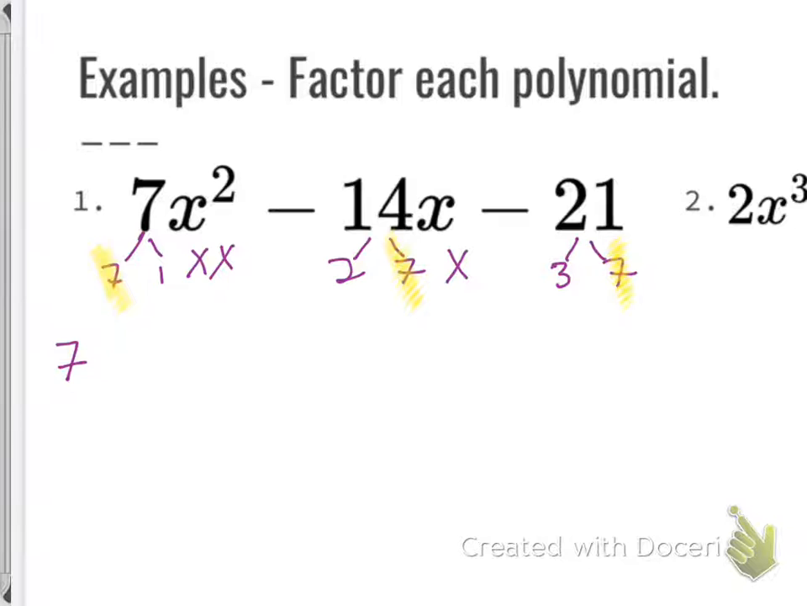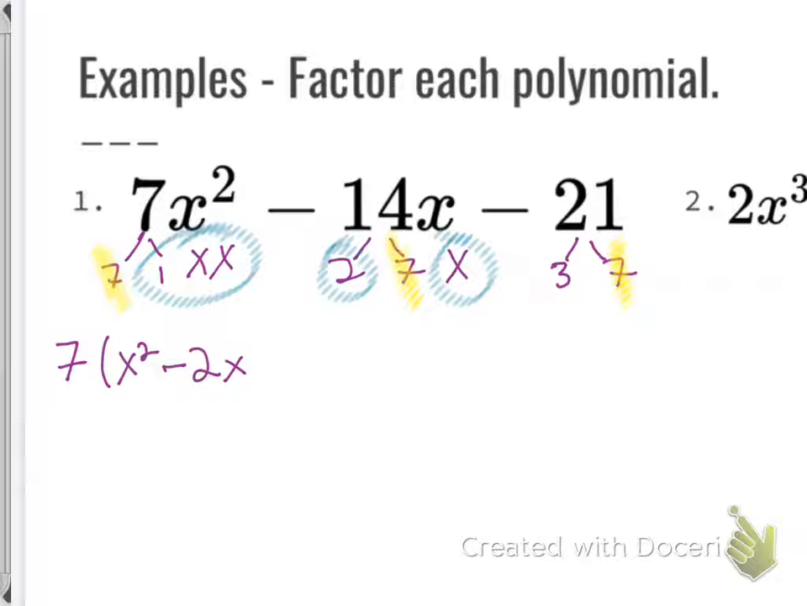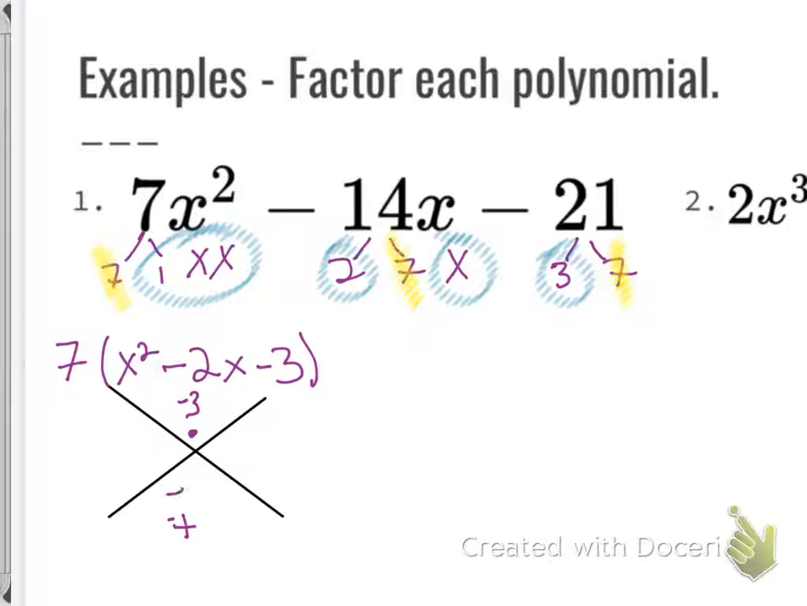And then we rewrite the rest of it with what's left over. So we have x times x, which is x squared. We have 2 times x, so minus 2x. And then we have 3 minus 3. Okay, so we get to do our magic x. Multiplies to give me negative 3. Adds to give me negative 2.